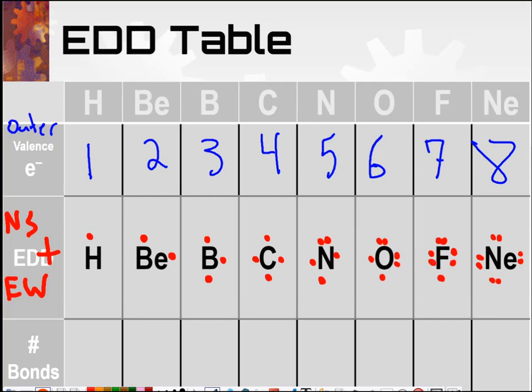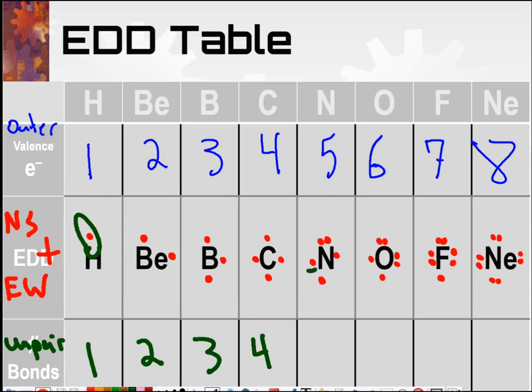What does this matter? Because it matters for bonds. Bonds are unpaired. The more unpaired electrons you have, the more bonds. So these unpaired electrons, like this one, is a bond. There's one bond, 2 bonds, 3 bonds, 4 bonds.